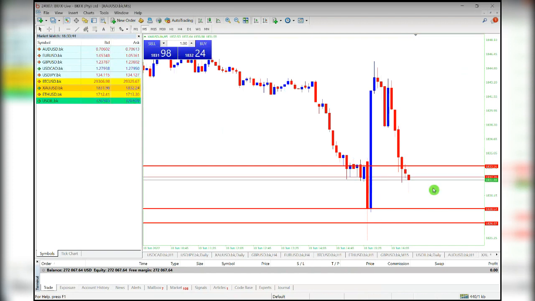So tingnan natin to. Hintayin tayo konti. 5 minutes. We'll see how the market reacts. Actually, downtrend pa siya sa 5 minutes, 15 minutes eh. Pwede pa tayo mag-sell actually.